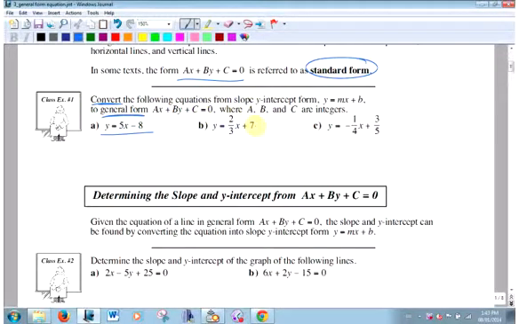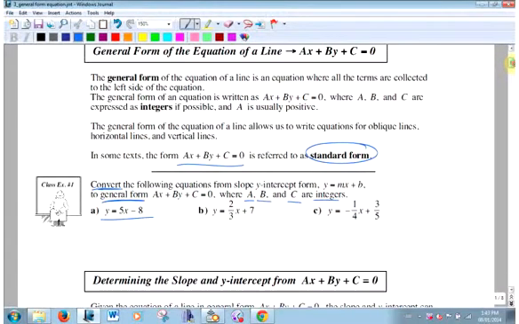And by the way, A, B, and C need to be integers. And what else did I miss? And, if possible, A needs to be positive. A's got to be positive, and they all got to be nice integers. You know what an integer is, right? Like nice whole number stuff. Those are integers. Can be 0, but it can't be 2.5. Can't be a fraction. Got to convert it.